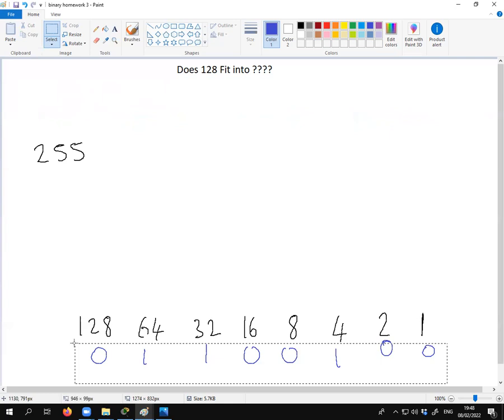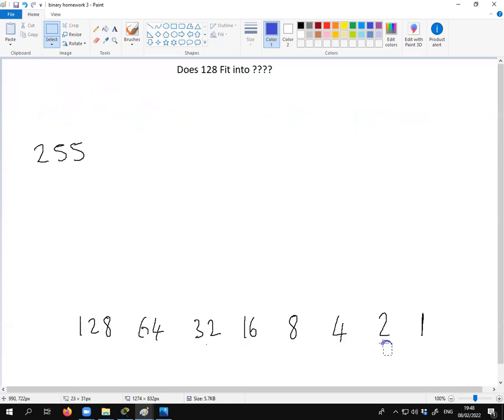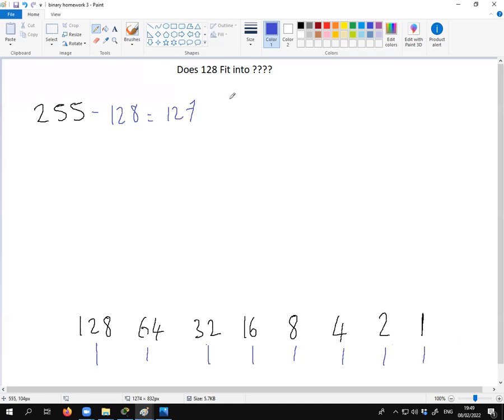The next one, 255, is an interesting one, isn't it? So you start off with, does 128 fit into 255? Yes, it does. You subtract and you're left with 127. Does 64 fit into 127? Yes, it does. Subtract and you're left with 63, 31, 15, 7, 3, 1, and 0. So 255 in binary is equal to 1, 1, 1, 1, 1, 1, 1, 1. All the ones, like bingo. Does that make sense?